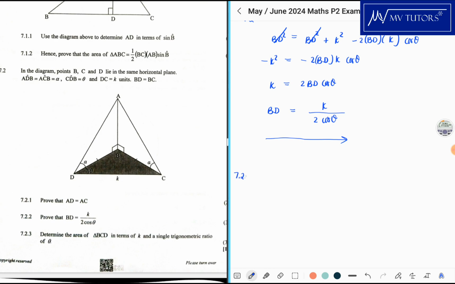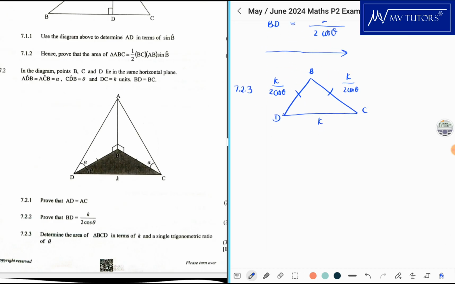And now 7.2.3 says, determine the area of triangle BCD in terms of K and a single trigonometric ratio of theta. Okay, so if I just redraw again and just put in what I know. So I have B, C, D. So BD is K over 2 cos theta. And these lengths are the same. So I have K over 2 cos theta, and I have K here.